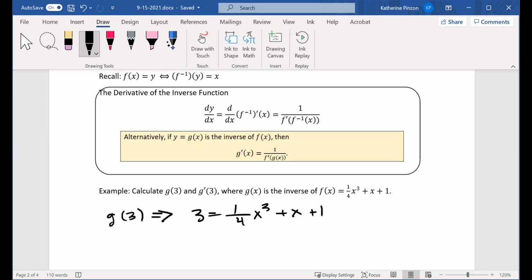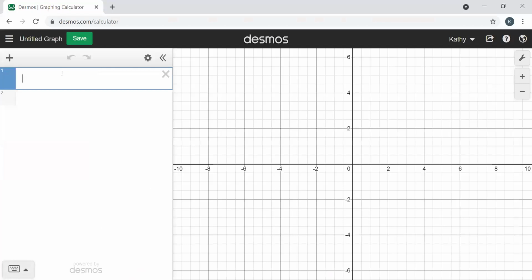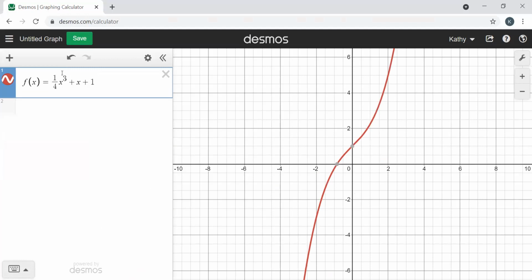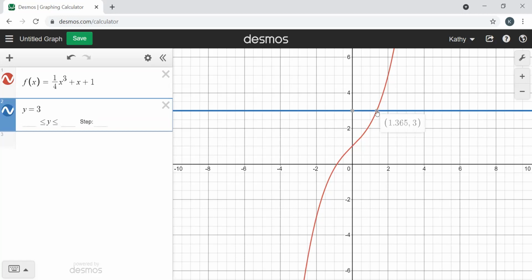I would put it in my calculator and find where it crosses, right? I know solving a cube is really hard, so I'm going to open up Desmos. I'm going to graph f of x is 1/4 x cubed plus x plus 1. And then I'm going to graph y equals 3. And I'm going to look for this x value right here.